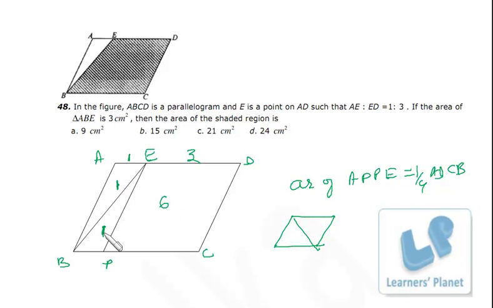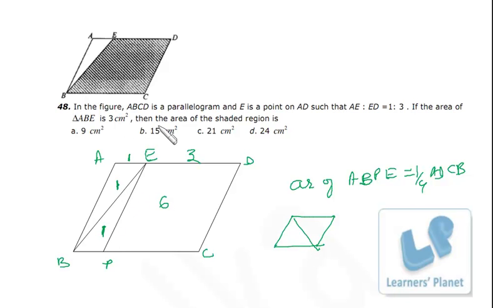Area of ABPE is 1/4 of ABCD, right? Because the base is 1/4, that's why the area is 1/4, because the altitude is the same. And the second concept: a diagonal divides a parallelogram into 2 equal triangles. So if it is 1, it has to be 1.